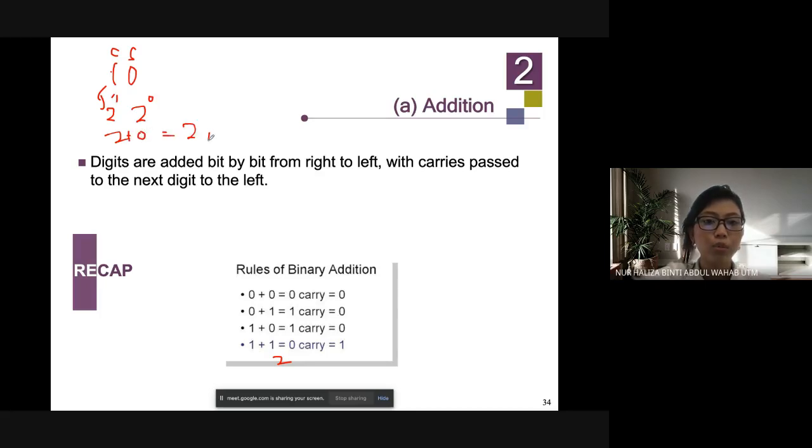That's why in your decimal, this one in your binary, base 2, you convert it, then you get 2 in your decimal. So that's why 1 plus 1, you get 10 in binary, and in decimal, it will be 2. So this one is just a recap. I hope that you still remember, you already learned it in digital logic as well.